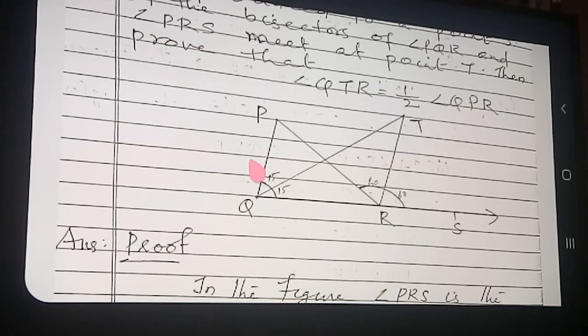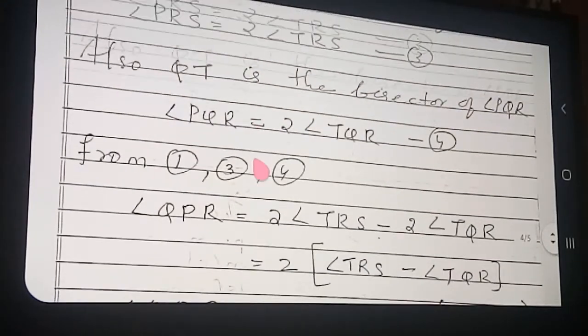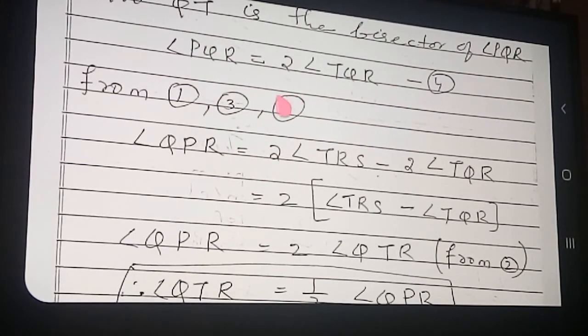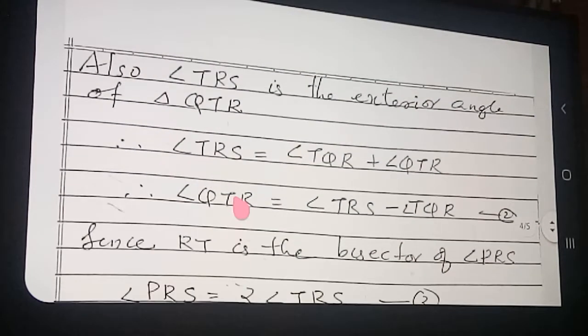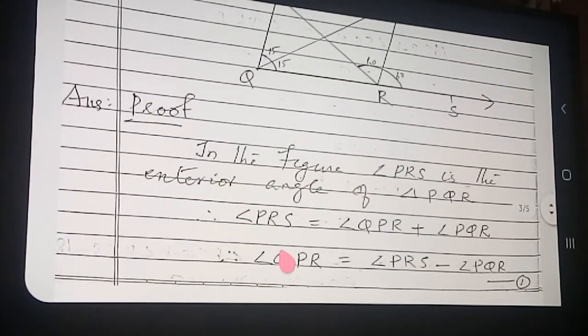Okay. Now we can see how the theorem connects. If you listen properly, it is easy. Otherwise, it is a little complicated. Equation numbers 1, 3 and 4 we are connecting and writing here. Equation number 1 we can see once more. What is equation number 1 I wrote? QPR is equal to PRS minus PQR. In the place of PRS we will put the value from the third equation. In the place of PQR we will write the value from equation number 4.